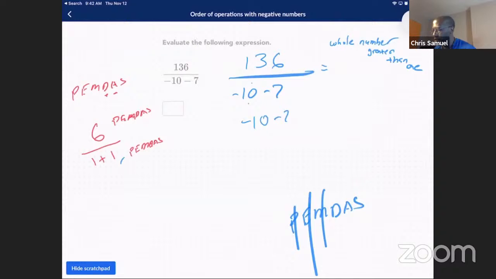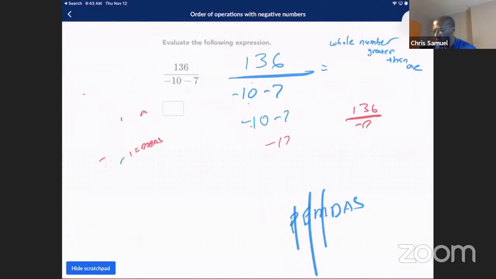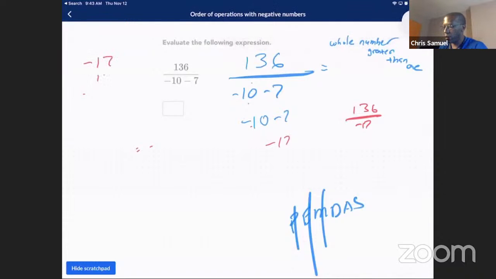So we say 10 minus 7 would be 17. And then we would have 136 over negative 17. And then we could do, how many times does 17 go into 136? Well, we could start off by erasing all of this nonsense. We say negative 17 plus negative 17 plus negative 17 plus negative 17 plus negative 17, which is 35. And you put the 35 up here, and then you have 85. Negative 85.